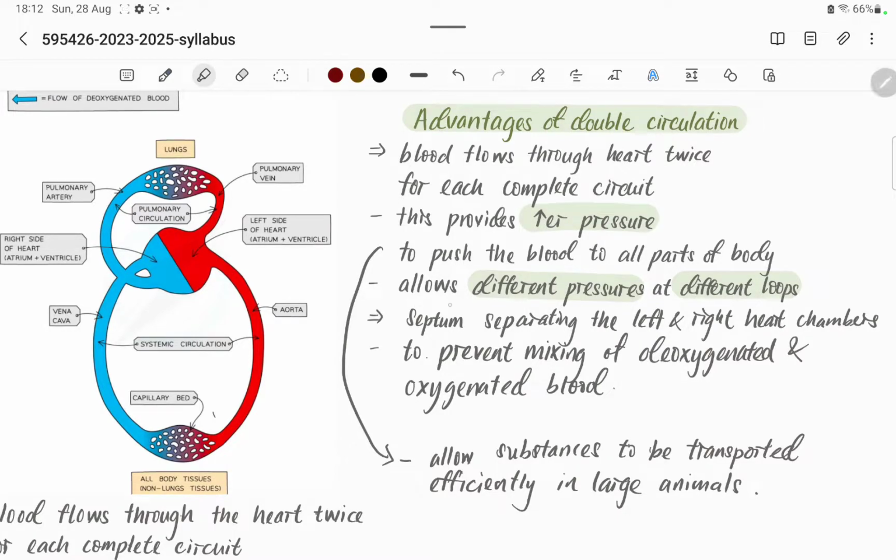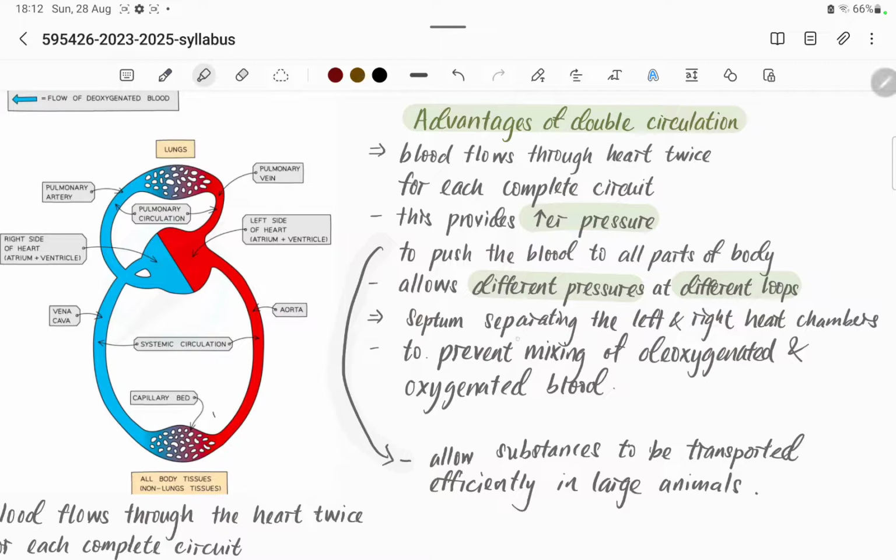Different pressures, different loops. Pushing the blood to all parts of the body allows substances to be transported efficiently in large animals like humans and other large mammals. So it's like that: to the pulmonary circulation, we only pump for the first time, so the pressure is lower, and the second time is to the whole body, so the pressure will be higher also.